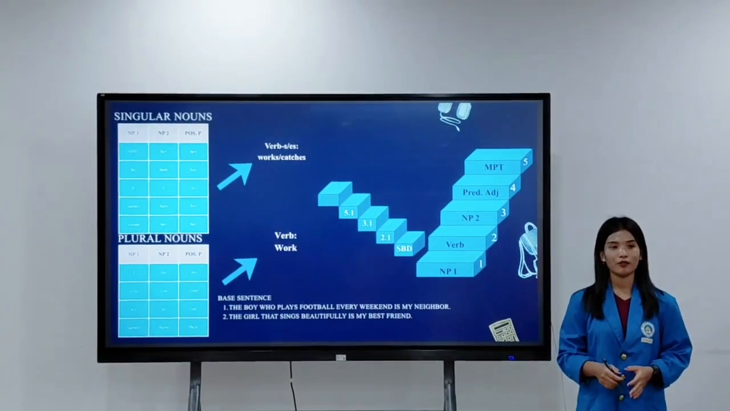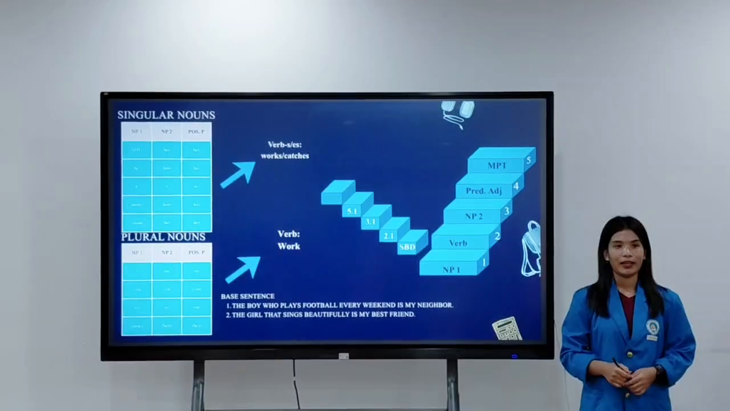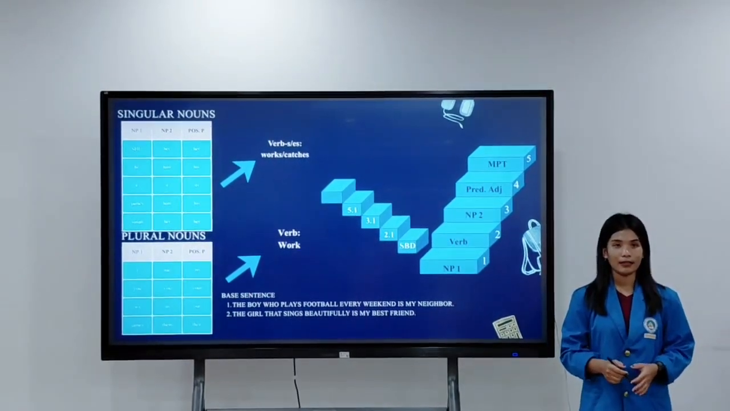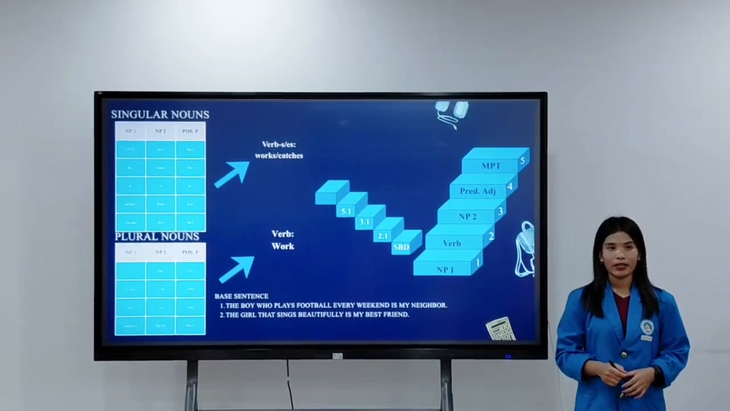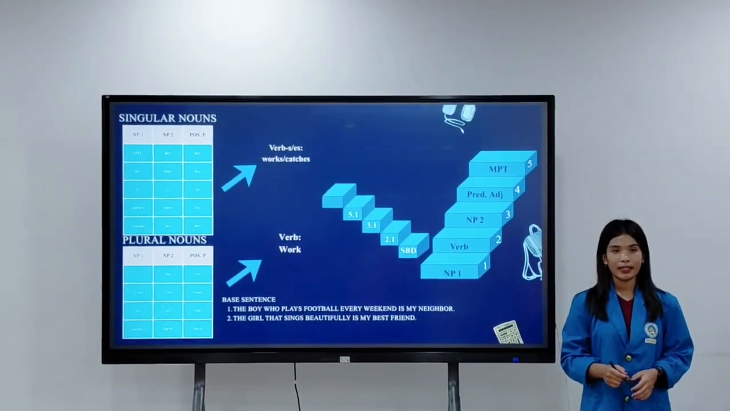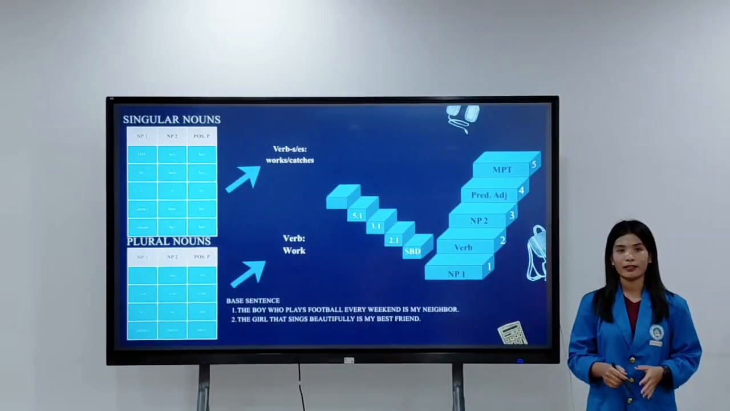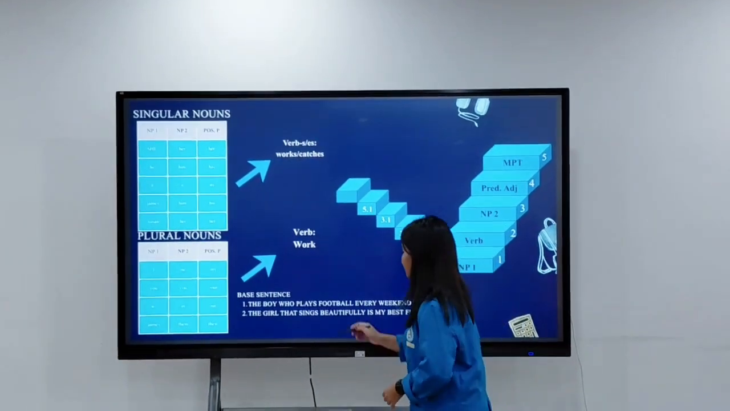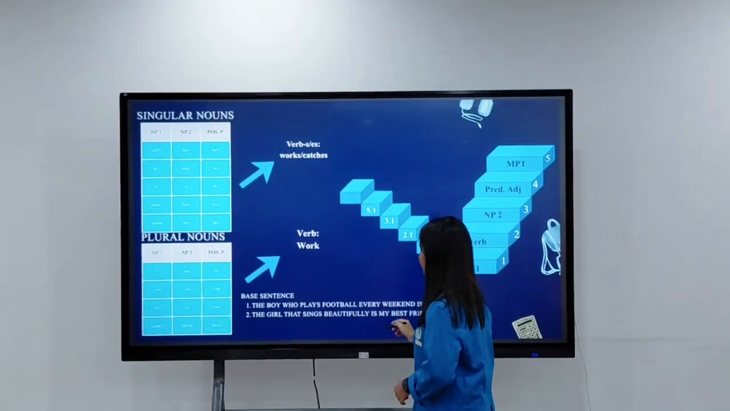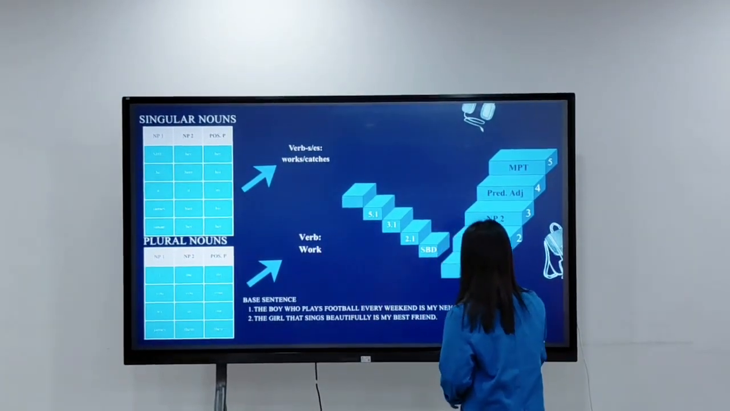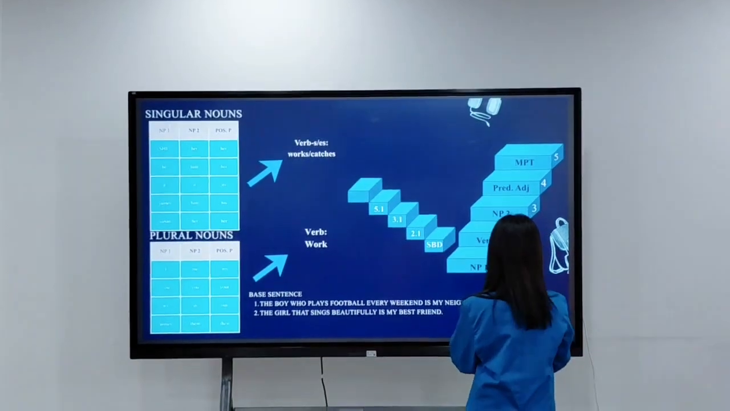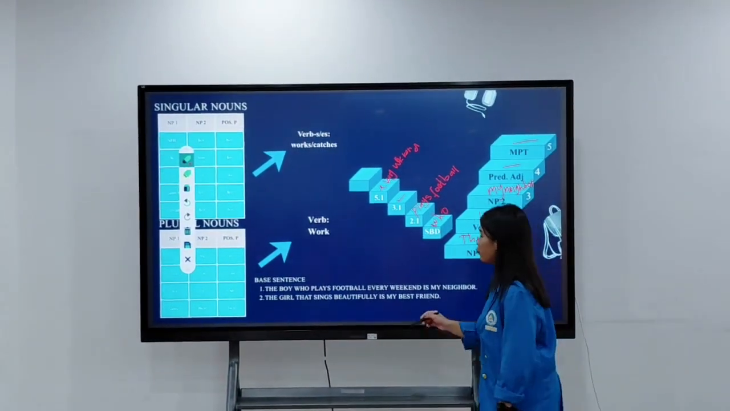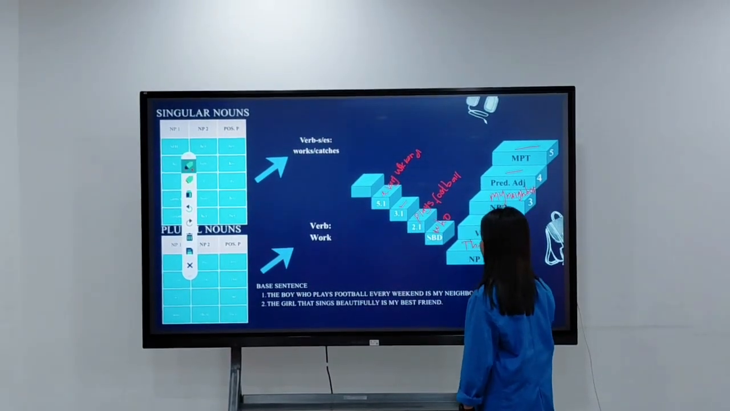The defining clause 1, or D1. In this part, we will analyze two sentences using the 5 steps structure and the SBD factor to understand how a defining clause works. The first sentence: the boy who plays football every weekend is my neighbor.